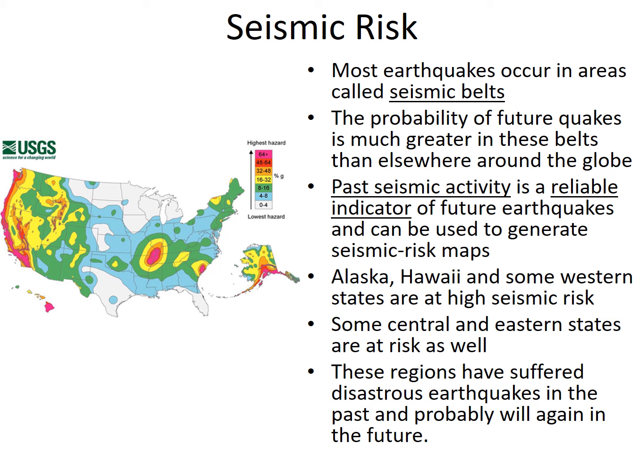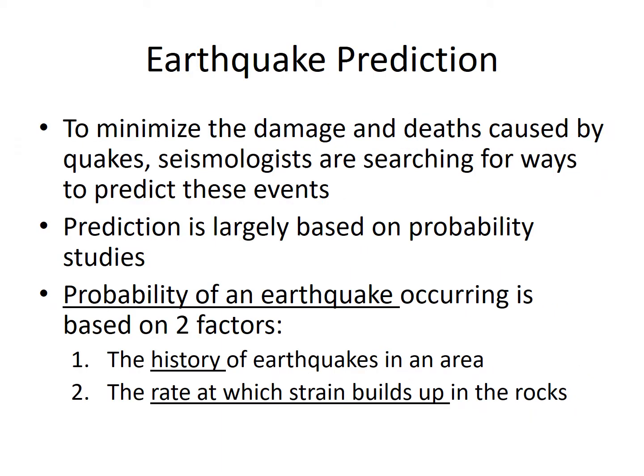All right, seismic risk. We've talked about how most earthquakes occur on areas called seismic belts. The past seismic activity is a reliable indicator of future earthquakes. Alaska, Hawaii, and some western states are at the highest seismic risk, and the central eastern states are at risk as well. And these regions have all suffered earthquakes in the past and probably will again in the future.